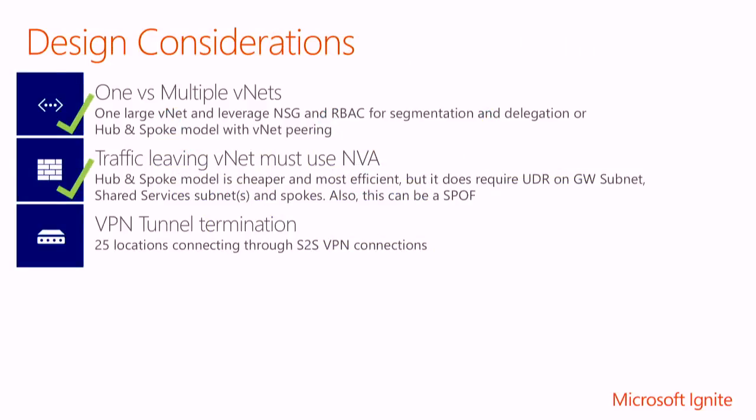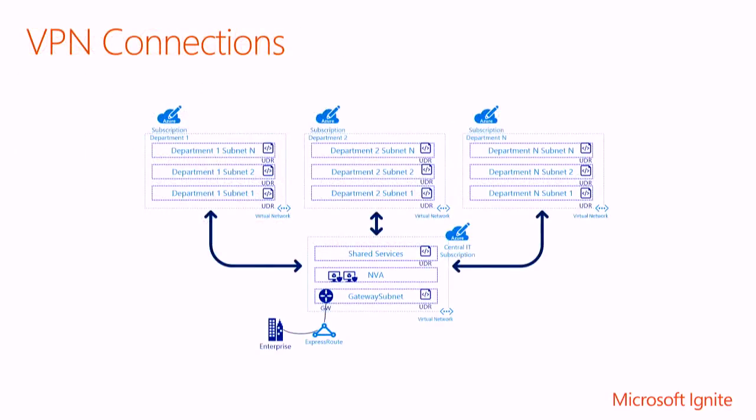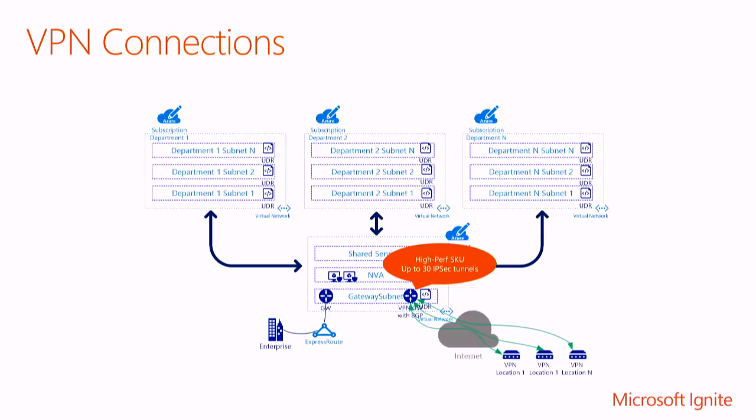And we talked about remote locations coming through VPN. There are 25 locations of that. And what do I need to make it happen here? Obviously, I need a VPN gateway, and I chose a high-performance VPN gateway SKU because it can connect up to 30 VPN tunnels. I have 25 sites, so this SKU can take care of it. So all these remote offices can connect through this one.